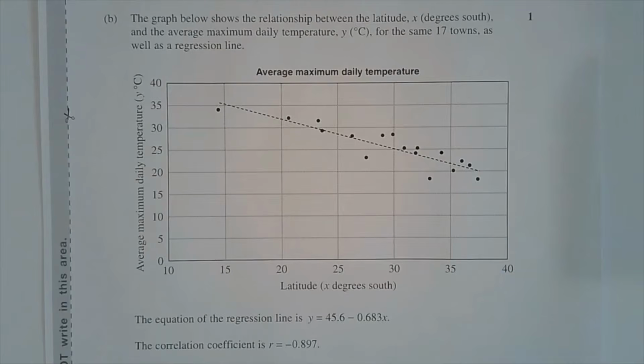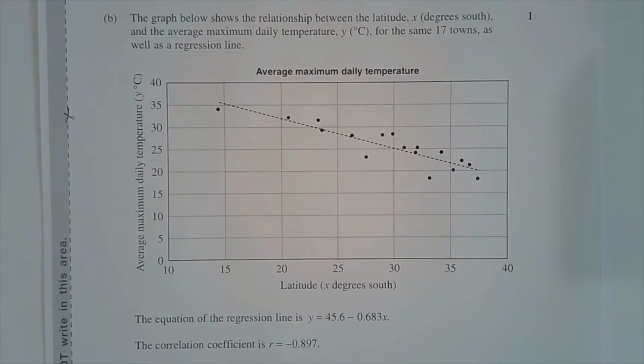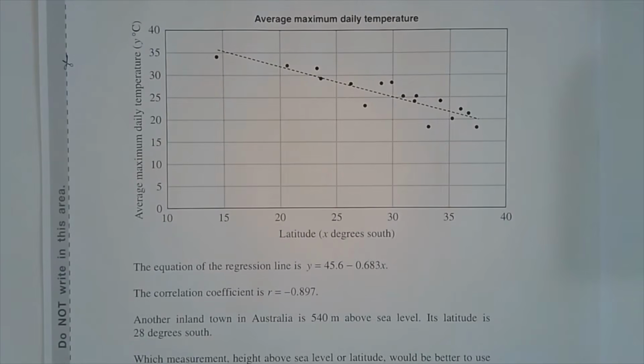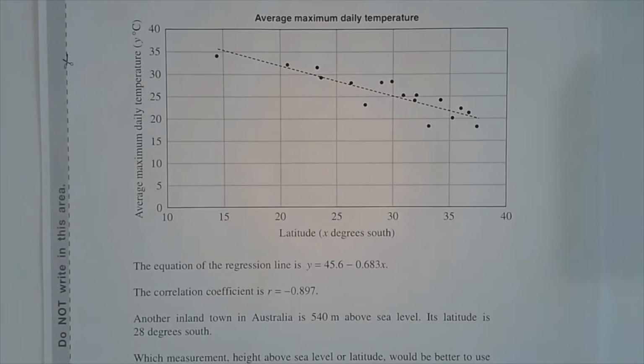Part B. The graph below shows the relationship between the latitude, x, degrees south, and the average maximum daily temperature, y degrees Celsius, for the same 17 towns, as well as a regression line. The equation of the regression line is y equals 45.6 minus 0.683x. The correlation coefficient is r equals negative 0.897.